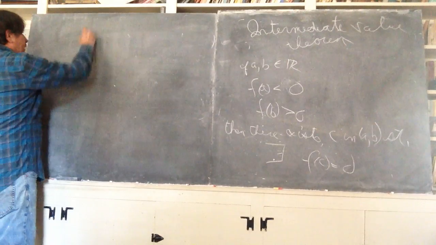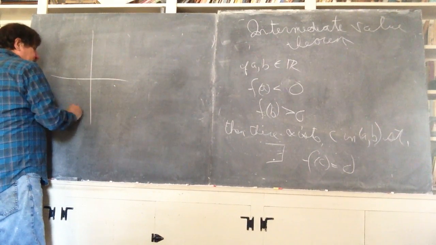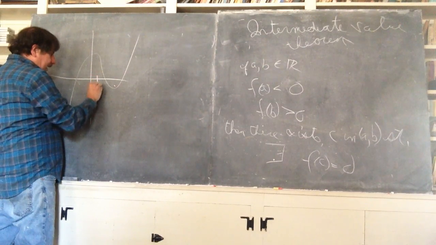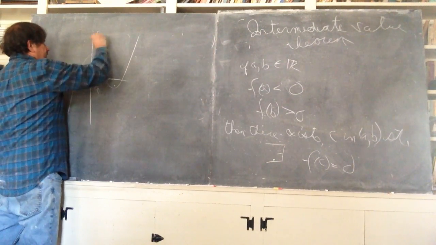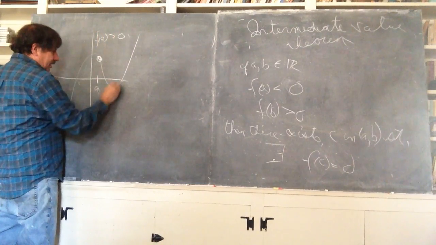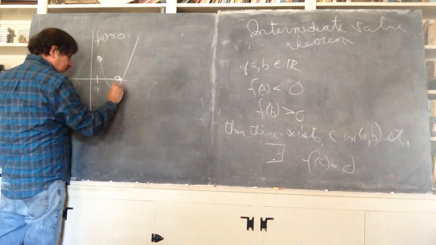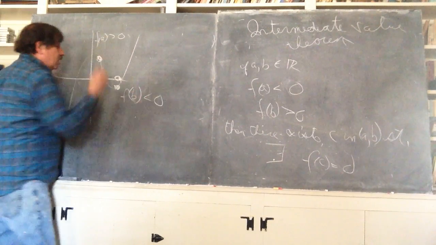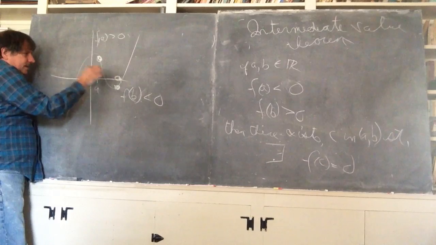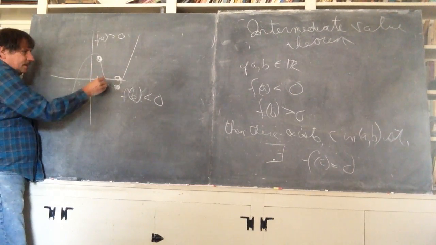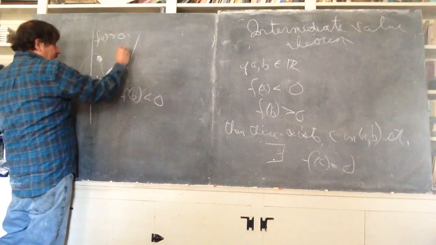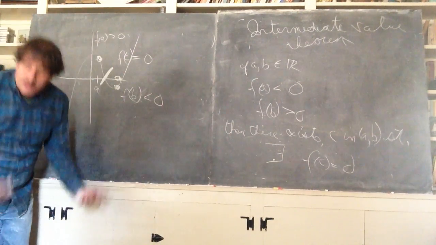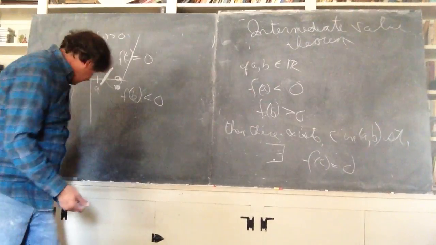All we're saying, here's a polynomial function, something like that. Here's a, f at a greater than 0. Here's b, f at b less than 0. Then there has to be a number c between a and b such that f at c equals 0. It's the intermediate value theorem. Just an example of it.